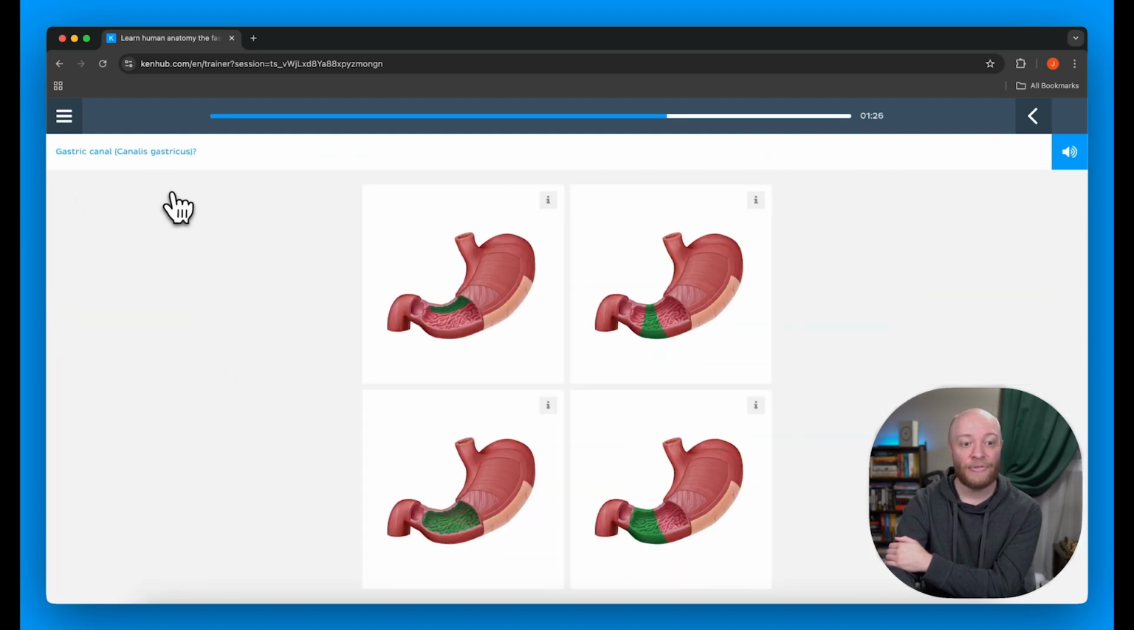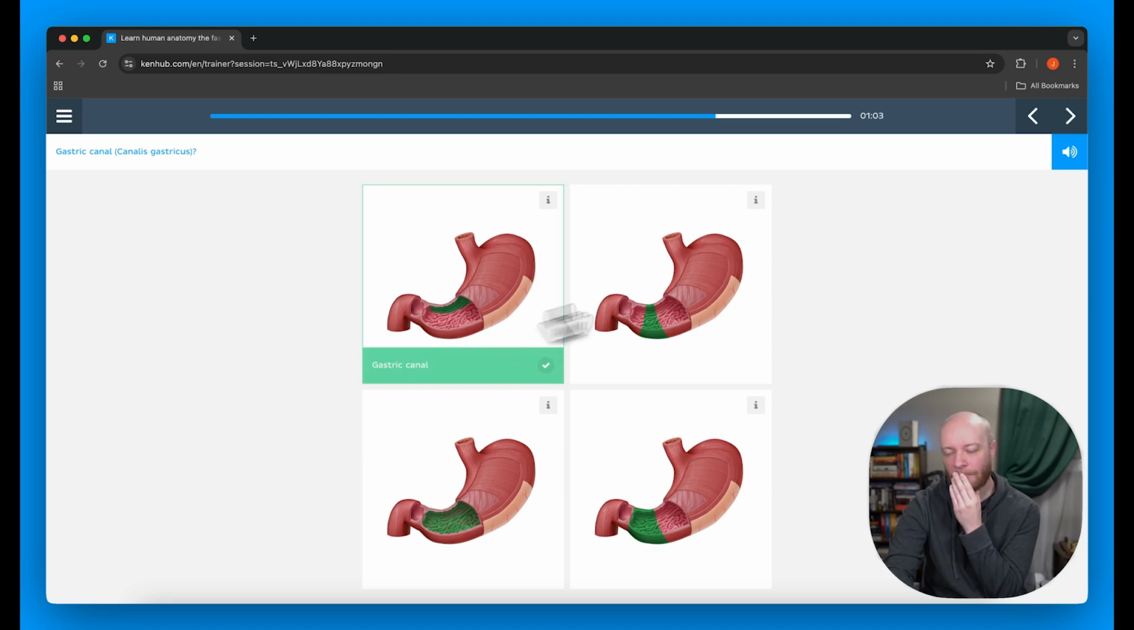Then we have the gastric canal. I'm going to let you do this one. I'm not going to ruin it. All right, so I want you to look at all 4 of these images. You can pause it if you need to. It's got this little narrow band. Got this little sliver here. Got this bigger sliver. And then we have these.